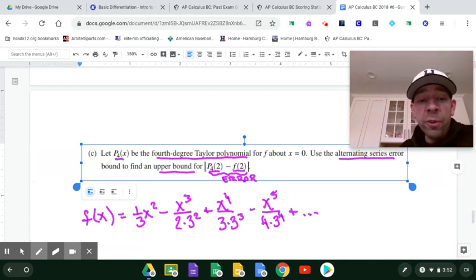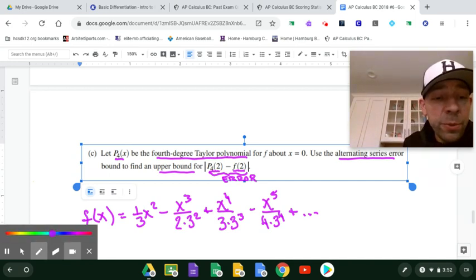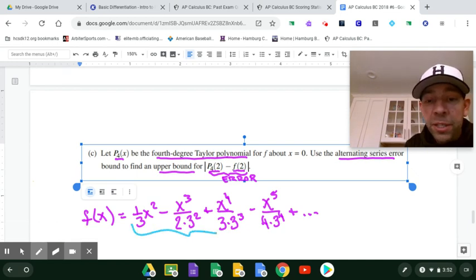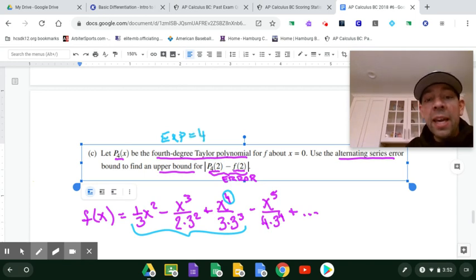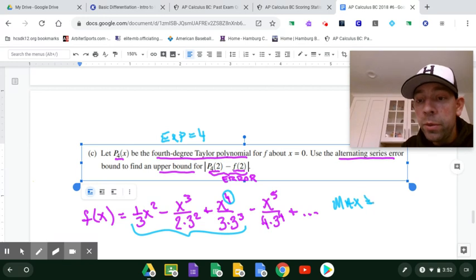And so real quick reminder here, who is p sub 4? P sub 4 in this case is going to be the first three terms because that's your fourth degree polynomial. Fourth degree means you're looking for the exponent of 4. And when you use the fourth degree polynomial, your maximum error is going to be what I like to call your first omitted term.